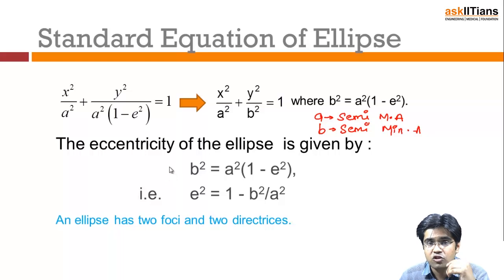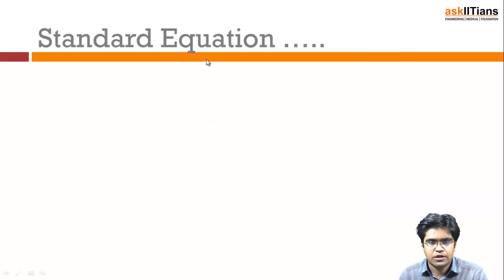The length of the latus rectum that I was talking about: if you put x equals ae here and solve for y, you will get two coordinates of y. Those two are the two extremities of the latus rectum. And by using the distance formula, you can solve it. Let's continue with the standard equation of the ellipse. Now there is one more thing which is called the tracing property.